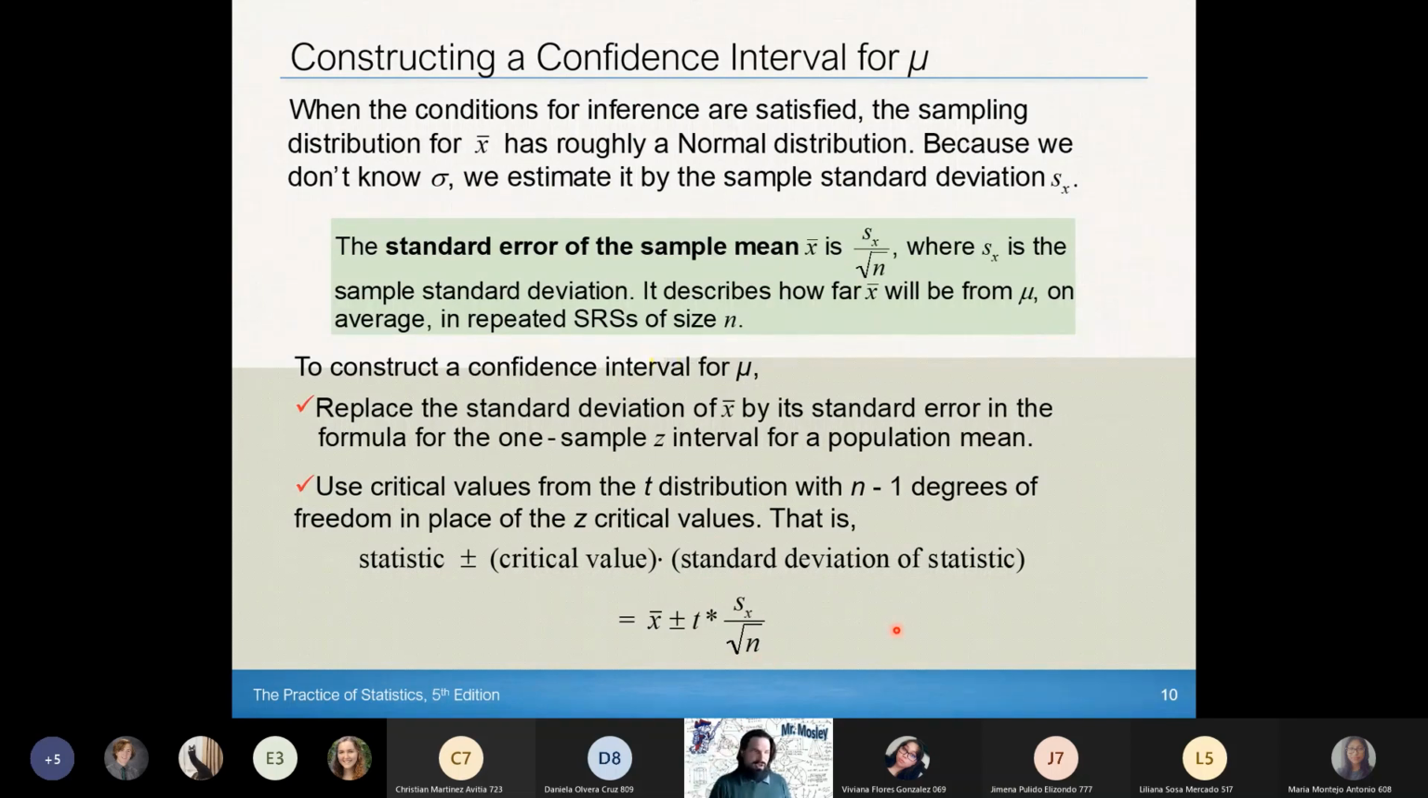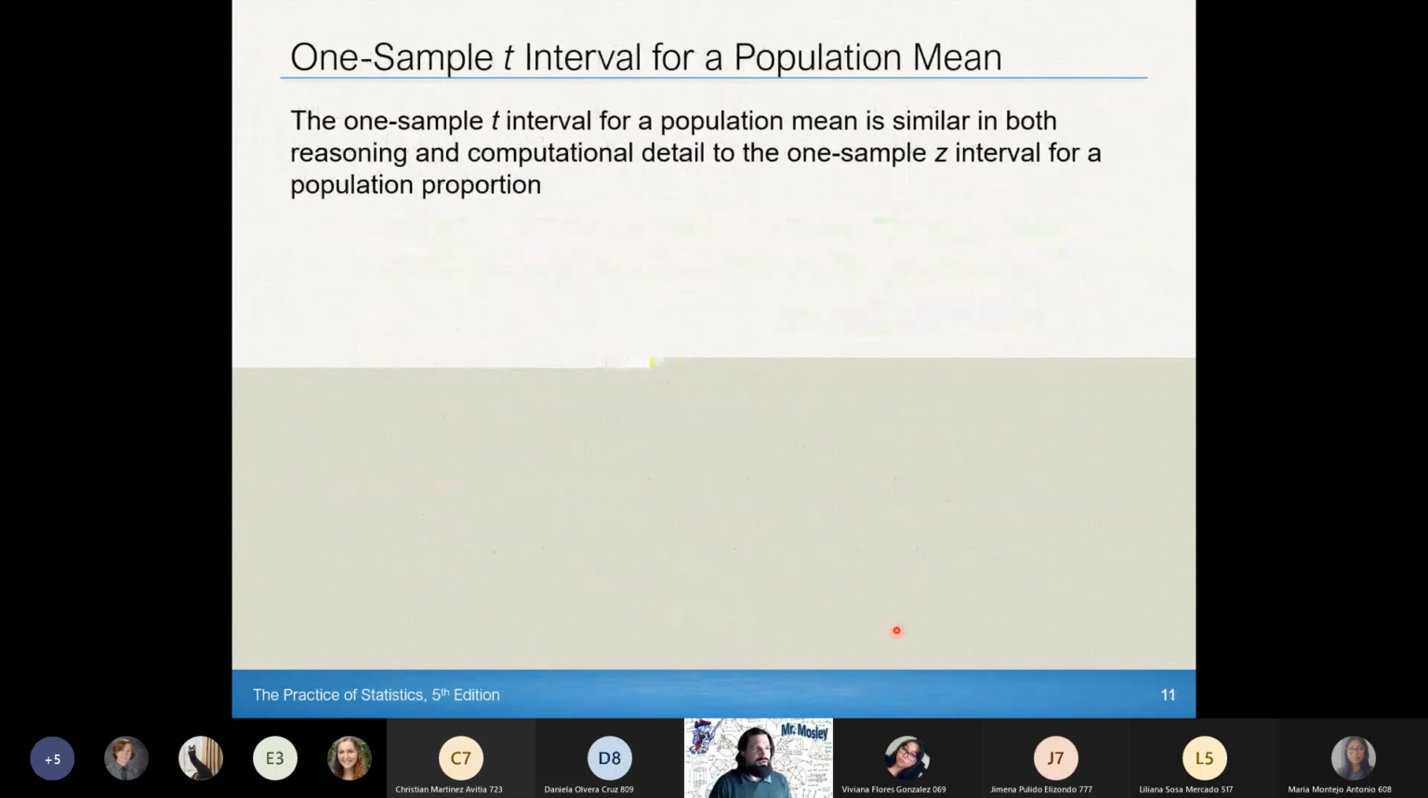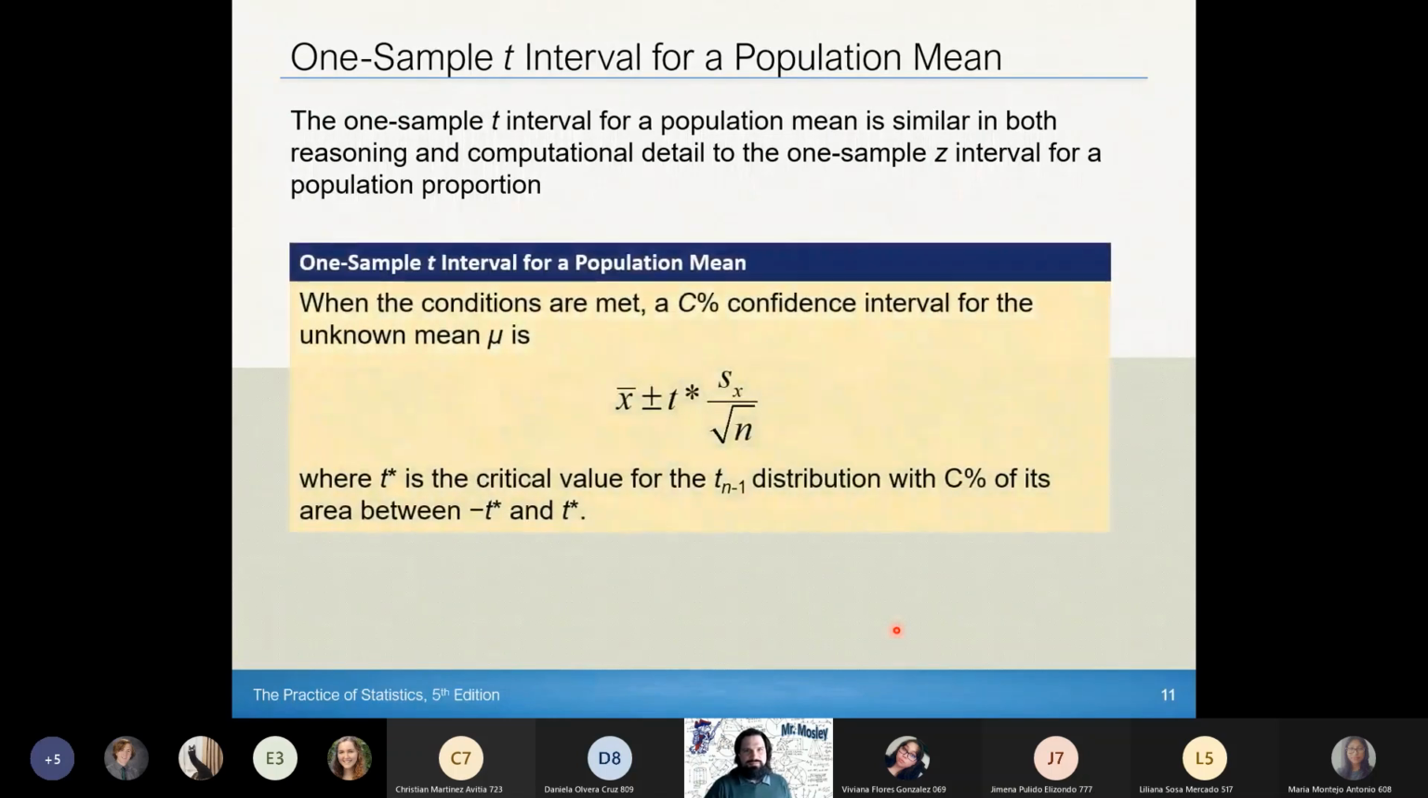And that gives us our inference method, the one sample t interval for a population mean. This is very similar to the reasoning for the population proportion. When conditions are met, a C% confidence interval for the unknown mean mu is x bar plus or minus t star times s sub x divided by square root of n, where t star is the critical value for the t n minus 1 distribution with C% of its area between negative t star and t star.